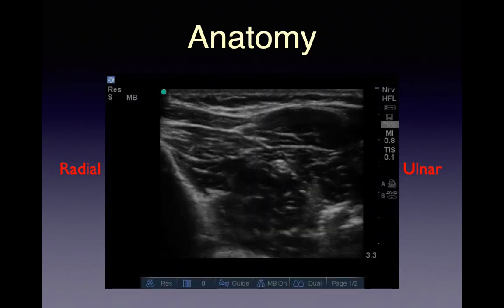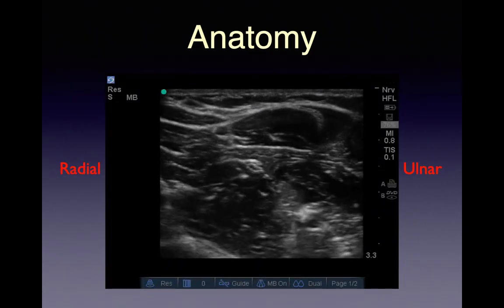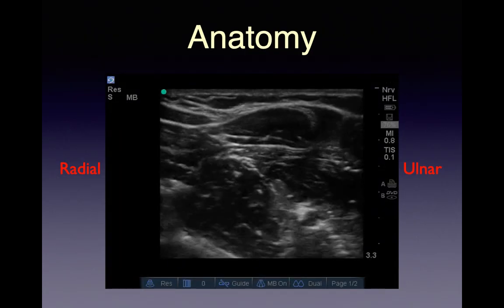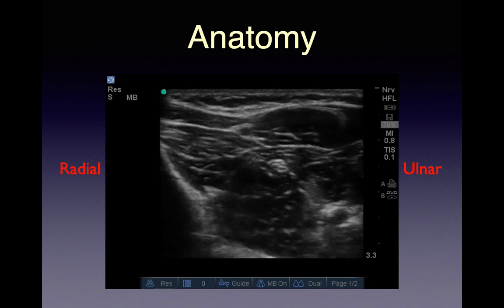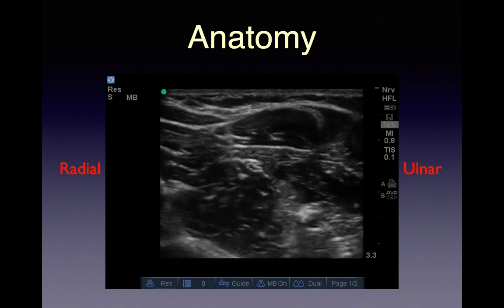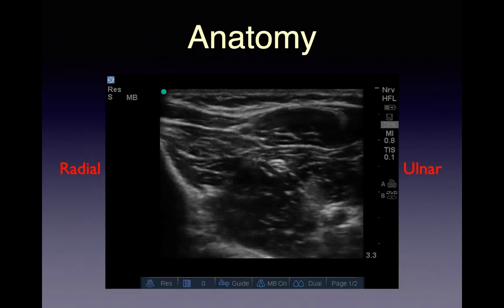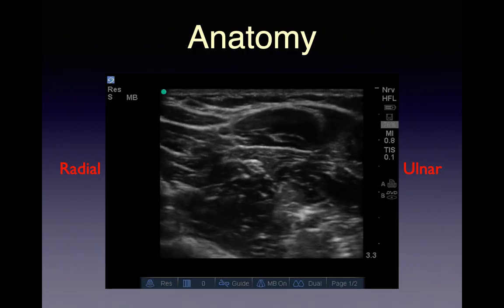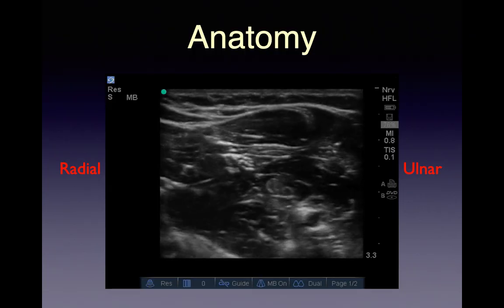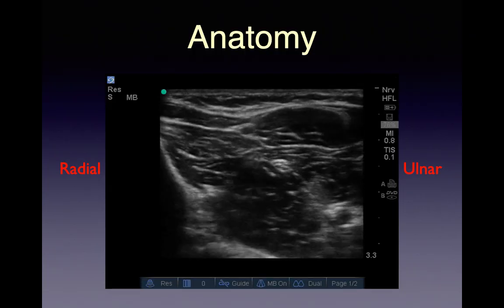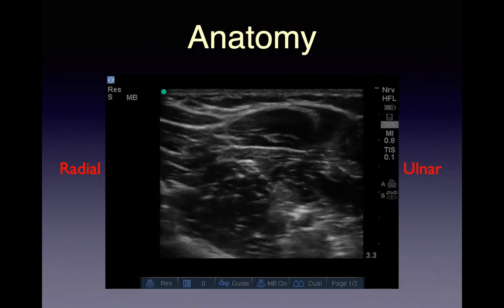Here is a live scan of the previous image. The first structure we identify, directly in the middle of the screen, is the median nerve. The second structure on the ulnar side, which I have labeled in red, is the ulnar nerve. The radial nerve is the most superficial nerve on this particular video and is on the radial side, or the top left of the screen.